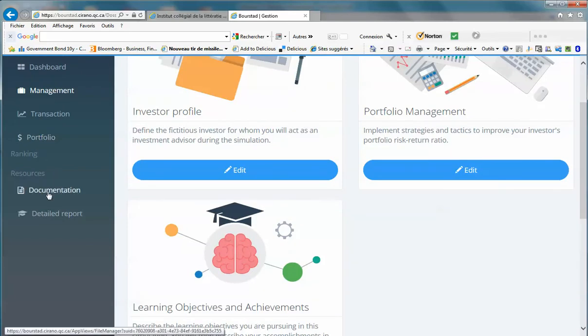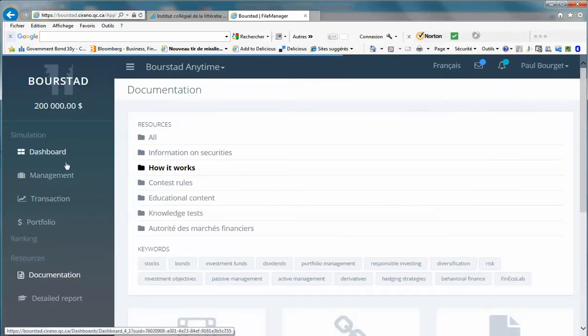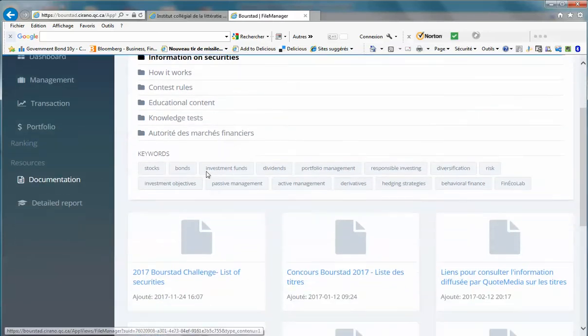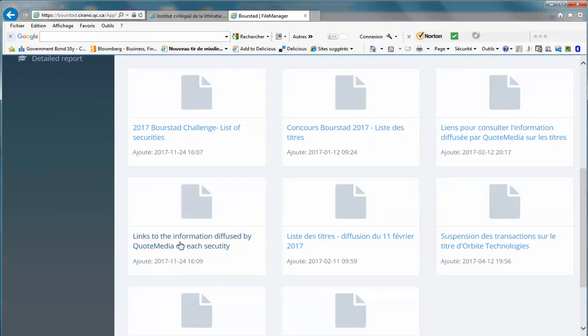Lower on the menu, we see some resources, for example, documentation. Documentation is within specified folders, so we have information on securities, how it works, contest rules, educational content, knowledge test. Also some information that is provided by Autorité des Marchés Financiers. Here we'll look at one specific piece of information in the category information on securities. This will be links to the information diffused by QuoteMedia on each security.